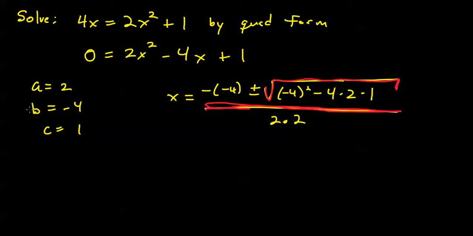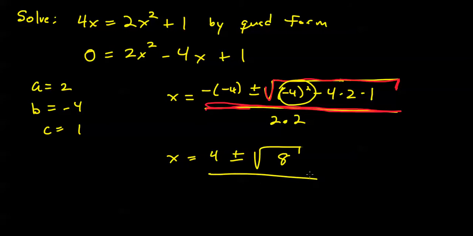Alright, so let's go ahead and simplify now. X equals 4 plus or minus the square root. Minus 4 squared is positive 16. Minus 4 times 2 is 8, so I've got an 8 under that root sign, all over 2 times 2 is 4.